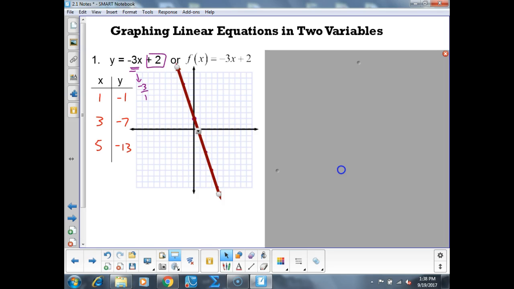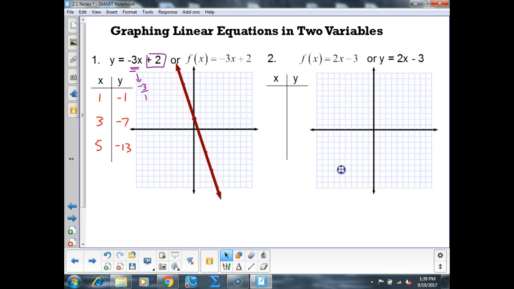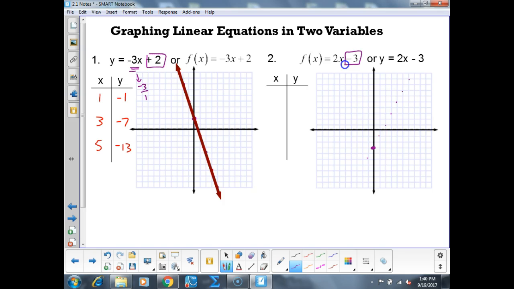Graph that one. I don't care which method you choose. Y-intercept of -3. So I go down 3 from the origin. A slope of +2. Up 2, right 1, all the way through. Or down 2 and left 1.